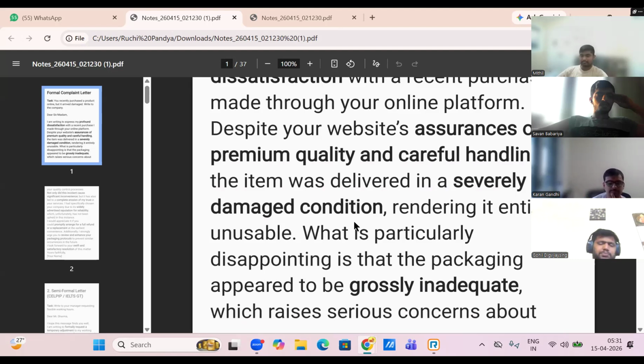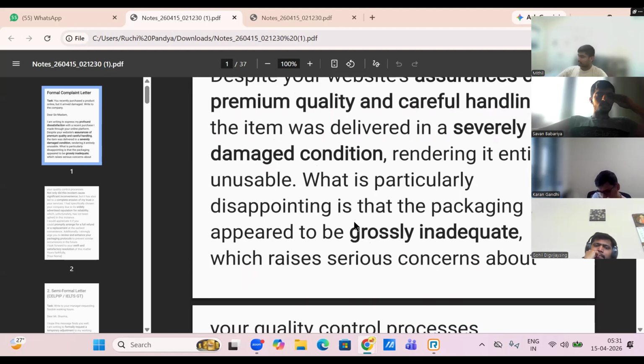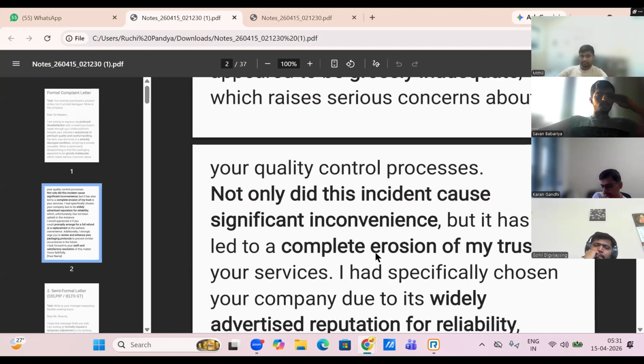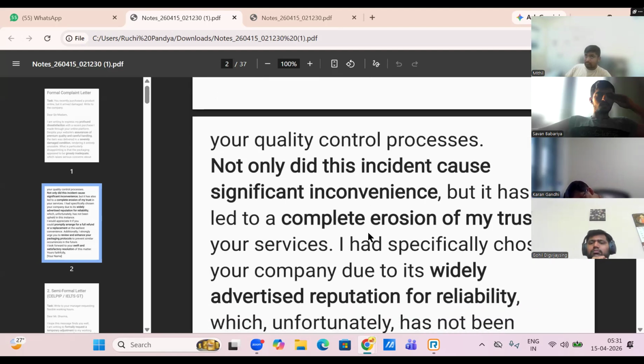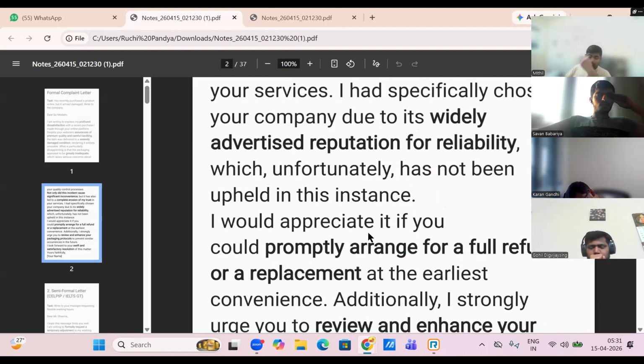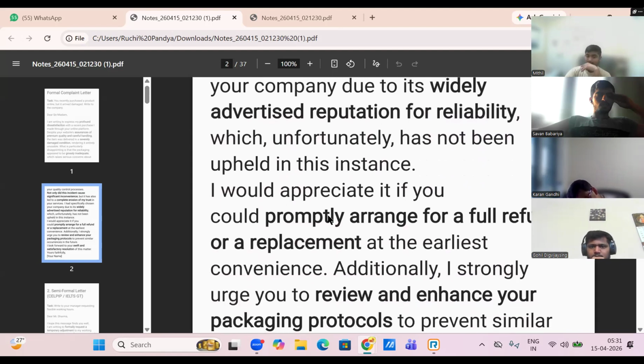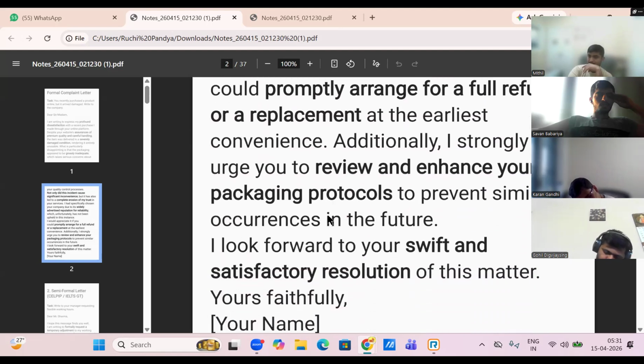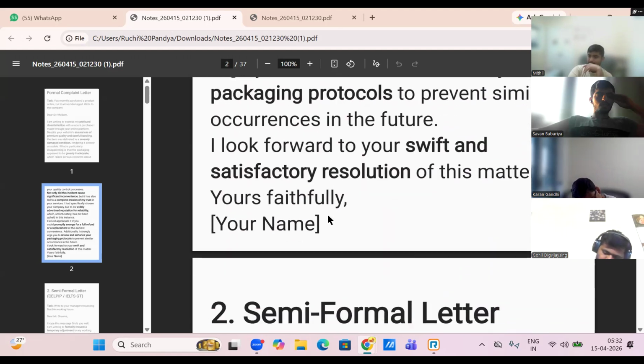Then the word render is also used for service, to render a service to somebody, but here of course it doesn't mean that at all. Grossly inadequate, no need to write. Erosion was one word. I'm sure most of you know the meaning. Even then, we don't really use it like that. We don't write like that, so if you remember, you can write it. Erosion, I think in Gujarati you say dhovan, when the land gets washed away, that is called erosion, okay? Promptly is immediately.